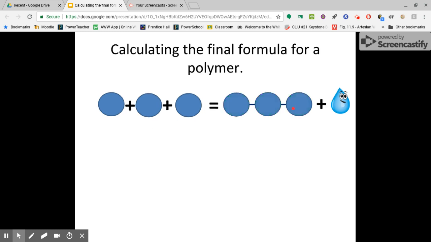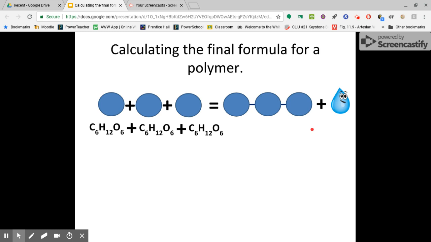So let's do a more challenging one. Let's look at a polymer that is composed of 3 molecules of glucose. So we're going to follow the same procedure. We add the formula for the first molecule with the second and the third, and that will give us the final formula for the polymer. And we have to remember we're going to be involving the release of water here. So again, looking at isomers, C6H12O6 plus another C6H12O6 plus a third C6H12O6.